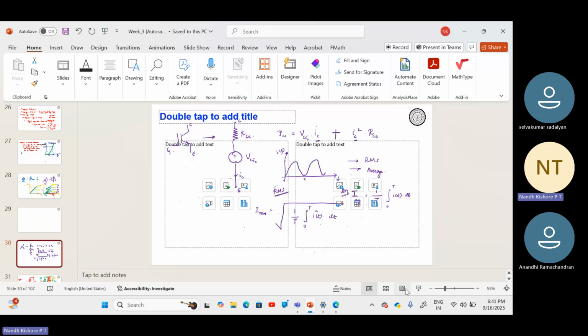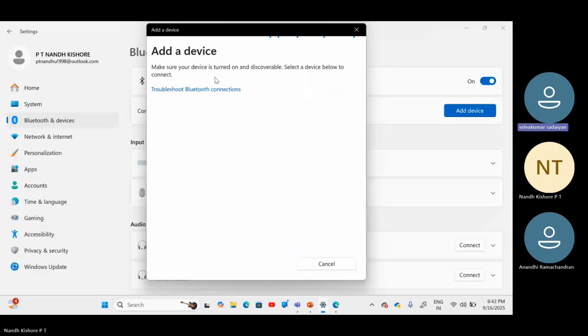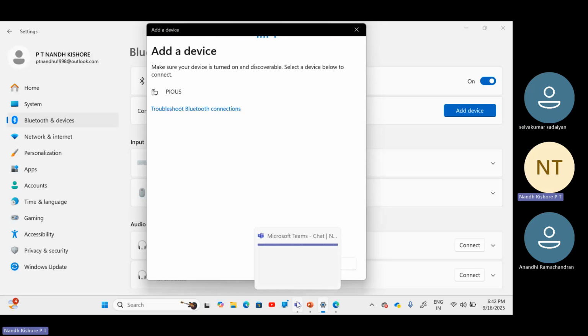So where will you take RMS and where will you take average? Before cutoff, that point is average, VC naught. And then this I square R will be RMS. Right. So why do you say that this should be average and this should be RMS?